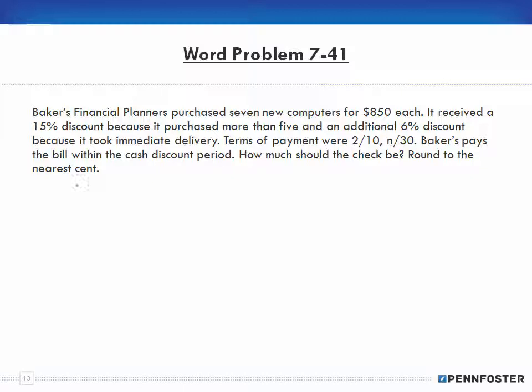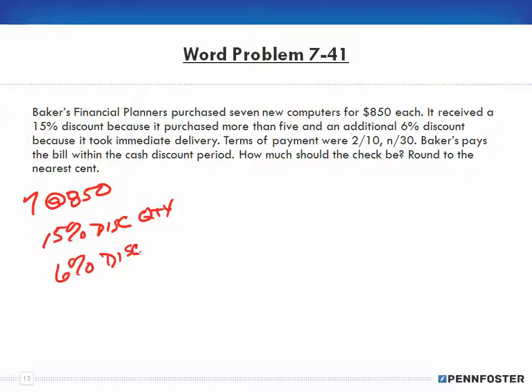7-41. Okay. Bankers Financial Planners purchased 7 new computers for $850 each. So 7 computers at $850 each. It received a 15% discount because it purchased more than 5, so that's a quantity discount. An additional 6% because of delivery. So I have a delivery discount.